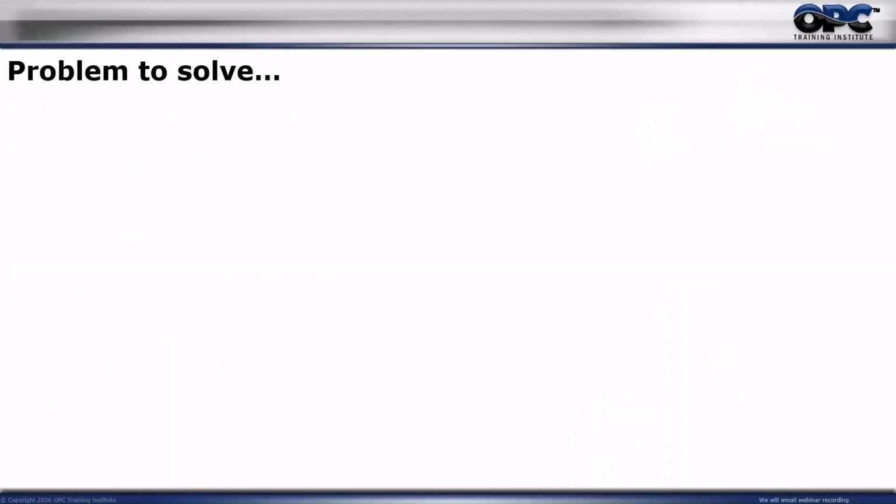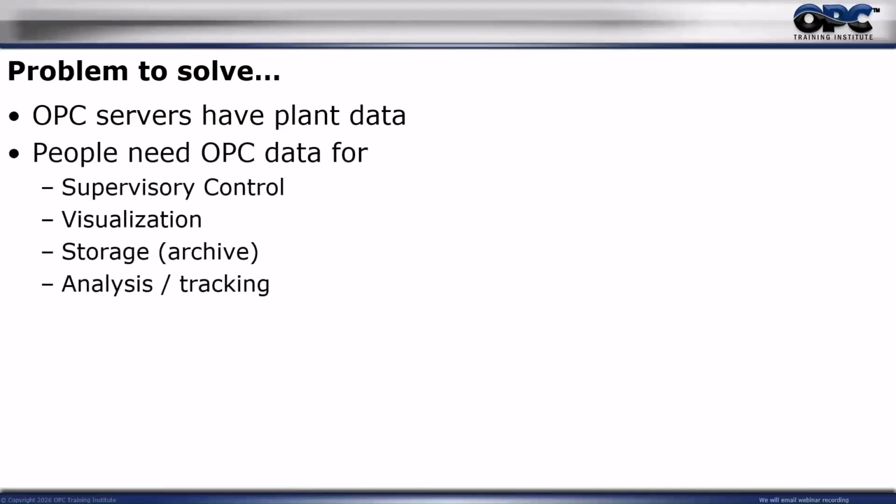First, what is the problem we're trying to solve? Well, OPC servers have your plant data from your controllers, from your processes. The OPC servers have the data you need. And people, of course, need this OPC data for supervisory control, for visualization, for storage, archiving, for analysis, for tracking, and on and on.